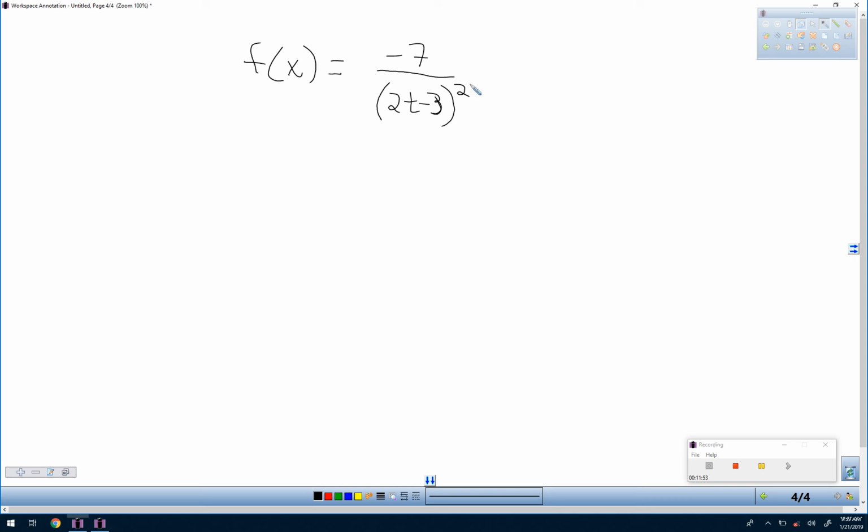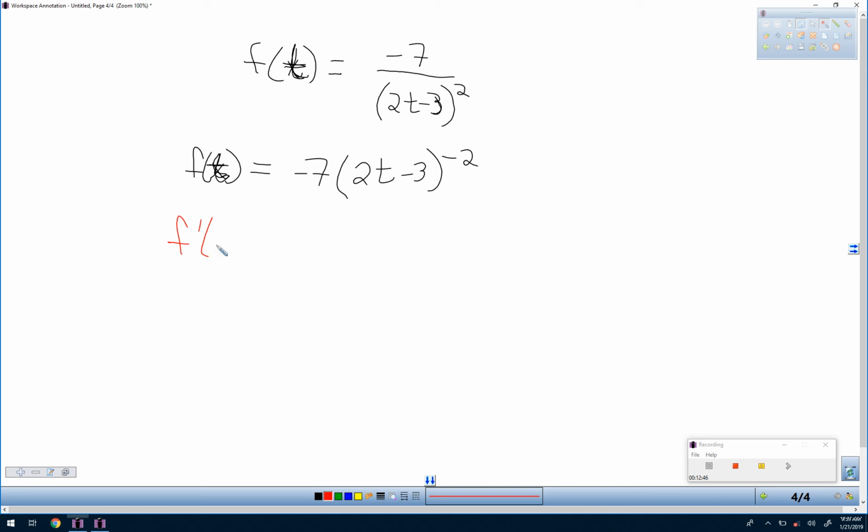You could do that. But instead, I'm just going to rewrite this with a negative exponent. So I'm just going to say f of x is equal to negative 7. And then I'm going to bring this whole quantity up. So 2t, that should be a t if that's f of x. So maybe this should be f of t. All right. 2t minus 3 to the negative 2. So now I won't have to use the quotient rule. I can just simply use the chain rule because I have a function inside of another function, negative 2.